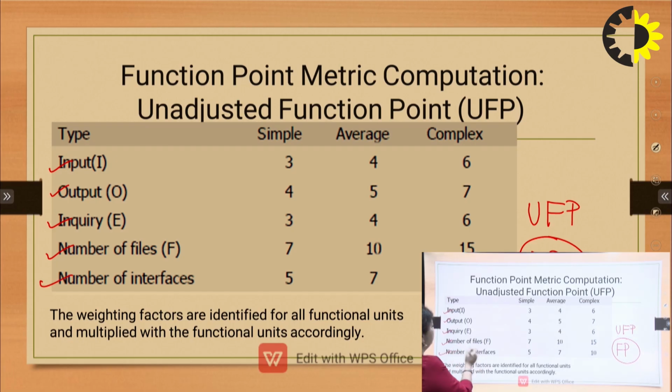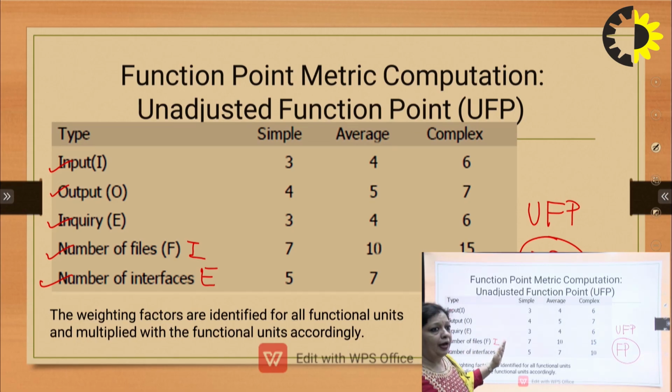So number of files means internal files and number of interfaces means external interface files, which are external to my system. So these are basically my 5 functional units which we had already been discussing. Now in this particular table, what is given is a standard table which is to be used whenever we are making use of this particular matrix.